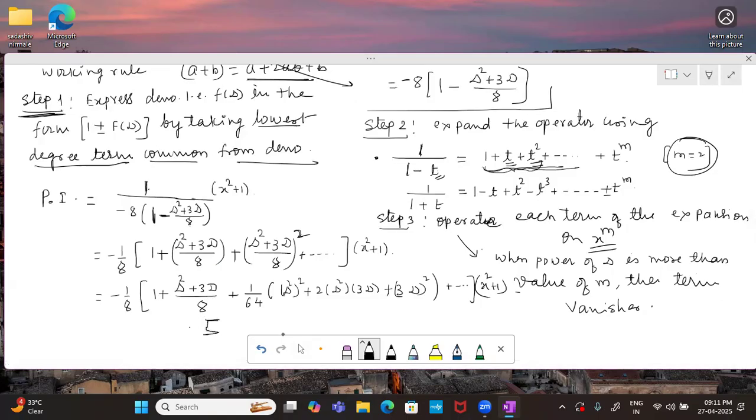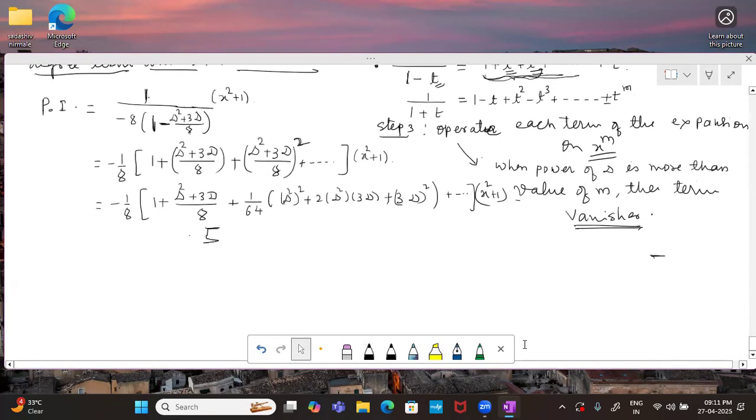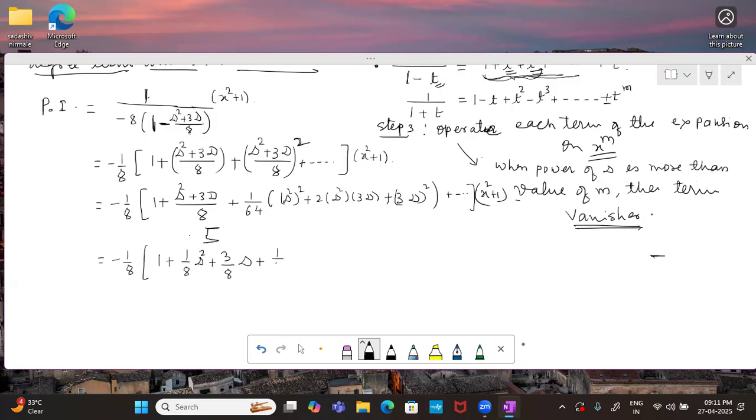So after that, keep that 1 upon 8 as it is. So minus 1 by 8 as it is. 1 by 8 into d square plus 3 by 8 into d plus 1 by 64 into d raised to 4. So this term is to be rejected because power of d will be 4 and that is more than 2. That's why I drop this term. No need to write this term.